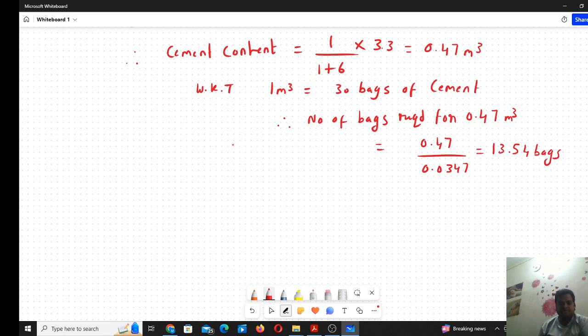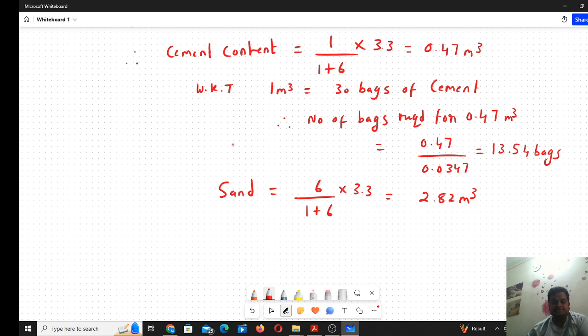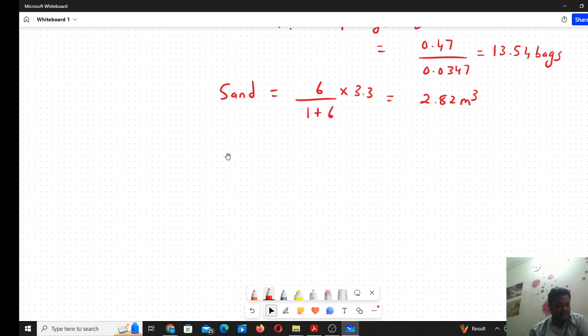Now once the cement content is calculated, next is the sand content. So this is 6 upon 1 plus 6 into 3.3. So this comes out to be 2.82 m cube. This much sand is required.